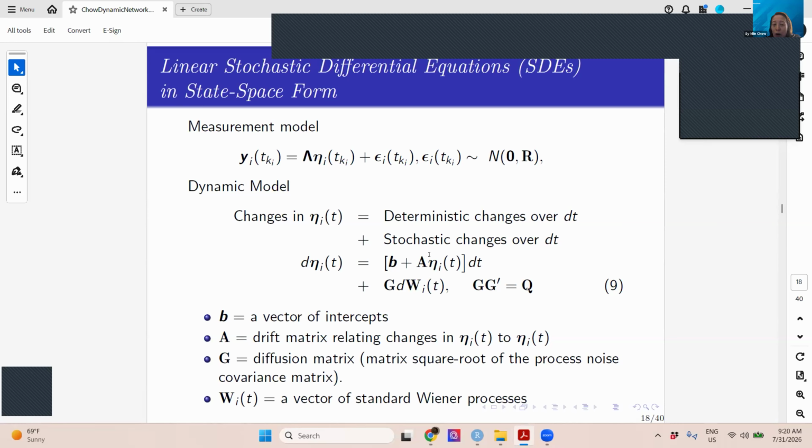And A is the so-called transition matrix, a drift matrix that relates changes in eta to eta values. And then we have a diffusion matrix that is the matrix square root of the process noise covariance matrix. So how much uncertainty, or how much we still are not able to account for, even if we know the true values of B and A and eta at time t.